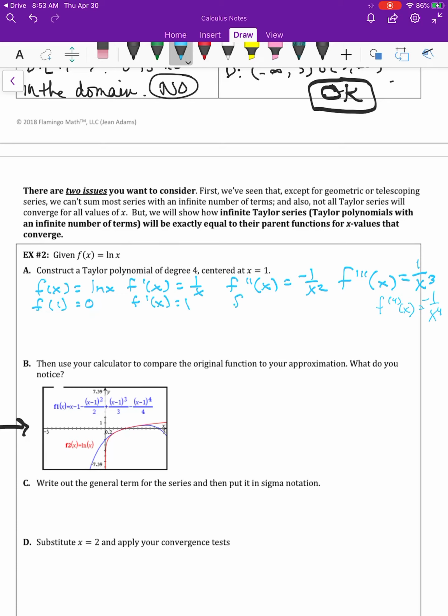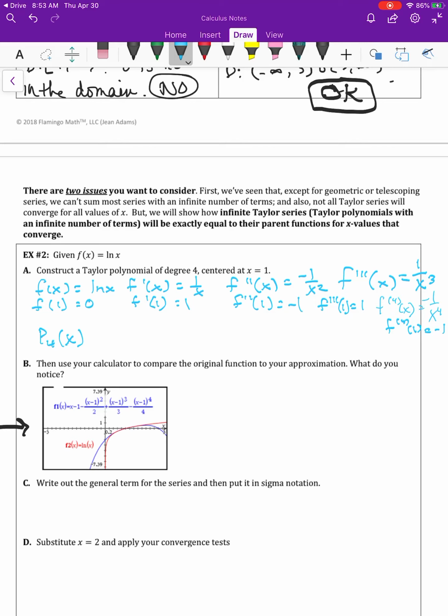And then we've got our f of 1, which we said was 0. Our f prime of 1 is 1. Our f double prime of 1 is negative 1. Our f triple prime at 1 is 1. And our fourth derivative at 1 is negative 1.